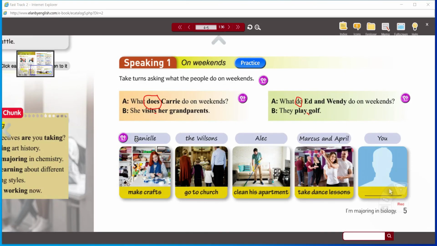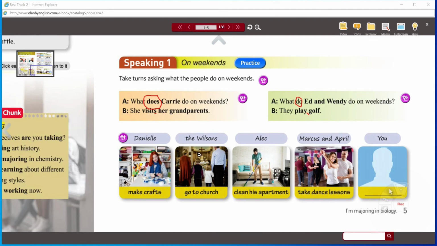All right, so let's start with the first one. Danielle. You can see her in a picture. She seems to be by herself in what looks like a craft room. So for number one, what does Danielle do on weekends? She makes crafts.